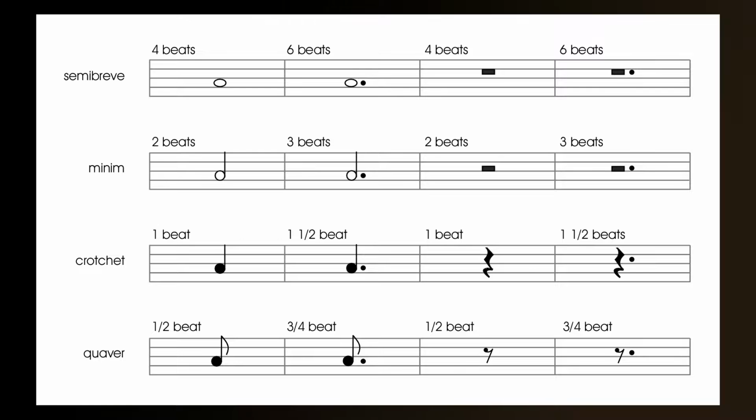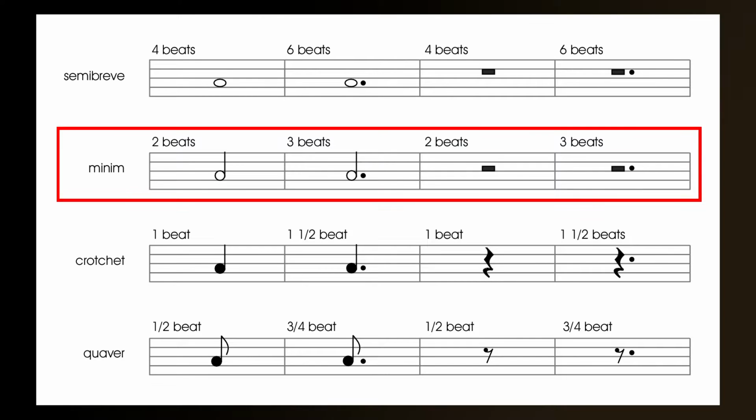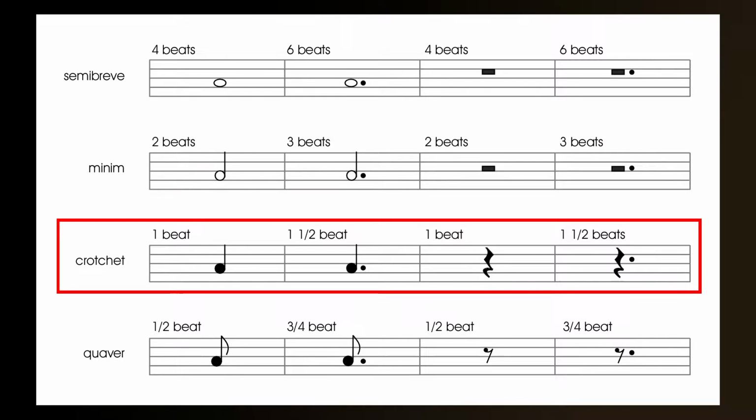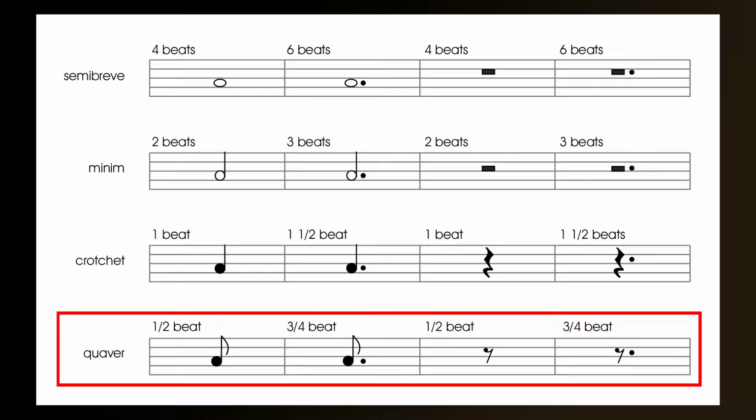The same thing applies to all the other note shapes. So for a minim, which is 2 beats, we then add half of itself on, which would be 1 beat, so a dotted minim lasts for 3 beats. A crotchet, which lasts for 1 beat, will now last for 1.5 beats if it's got a dot on it. And finally, in these examples, a quaver, which is already a half, if we add half of that on, which is 1/4, it becomes 3/4 of a beat.